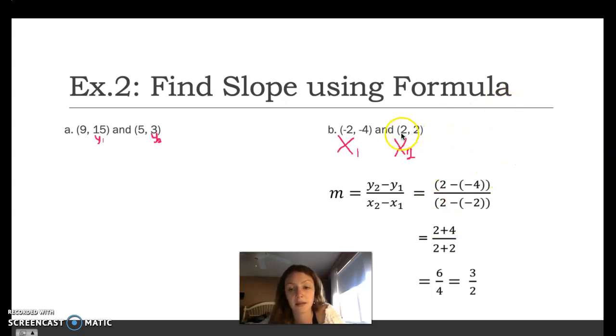And same thing in the denominator. x2 is 2 minus x1, which is -2. 2 minus -2. Since I have 2 negatives right next to each other in both my numerator and denominator, they both are going to become plus signs. So my next line, I have 2 plus 4 and 2 plus 2. That gives me 6/4, and I always want my slopes to be in simplest form, so I'm going to put 3/2. Easy peasy.